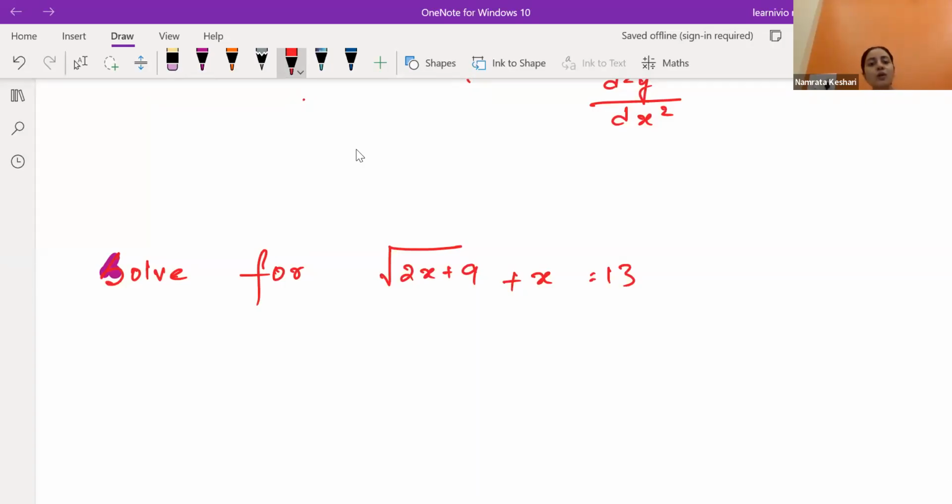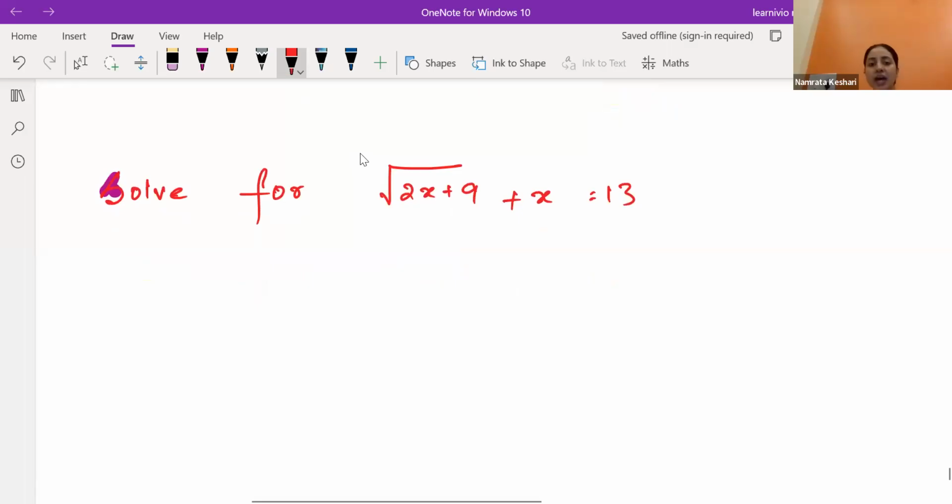It doesn't look like a quadratic equation, but we will write one step and it will take the shape of a quadratic equation. Whenever we have a square root in any equation, we will try removing that. We will try to remove the square root from the given equation. To remove this square root sign, we have to square both sides.